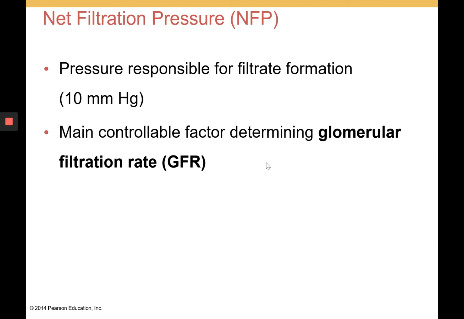This pressure, which is responsible for filtrate formation, so the pressure that pushes things that fit through the filtration membrane into the capsular space, is called the net filtration pressure. It's the main controllable factor that determines glomerular filtration rate. It's directly related to glomerular filtration rate. If net filtration pressure increases, so does glomerular filtration rate.